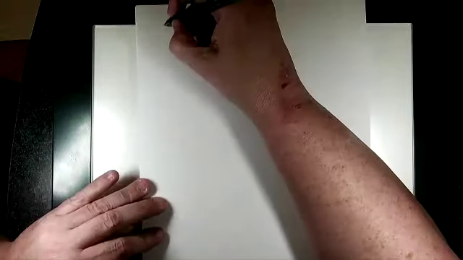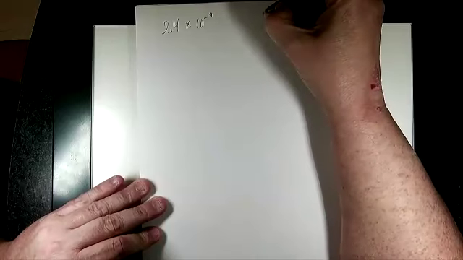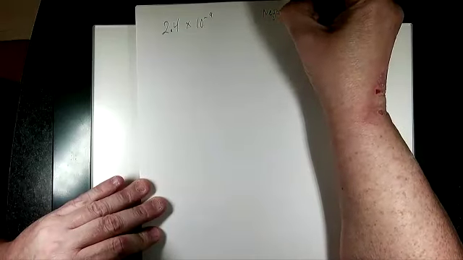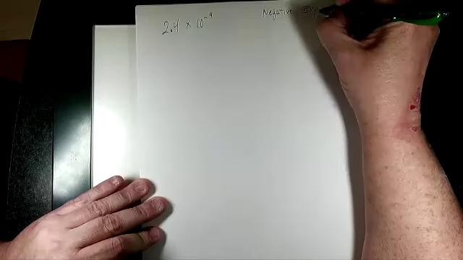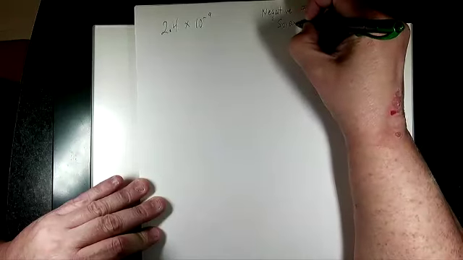So scientific notation, what does all that stuff mean? 2.4 times 10 to the negative 9. A negative exponent is equivalent to moving the decimal left that many times. Negative exponent in scientific notation.